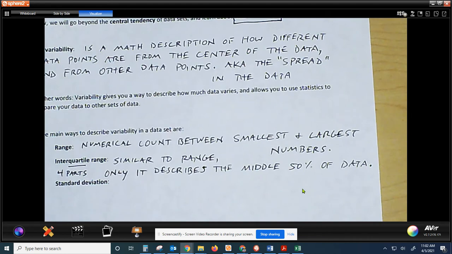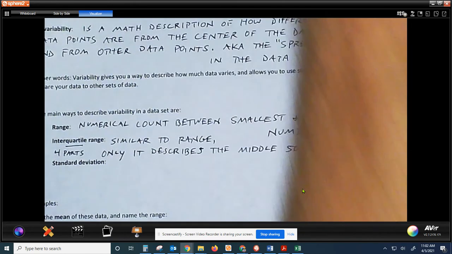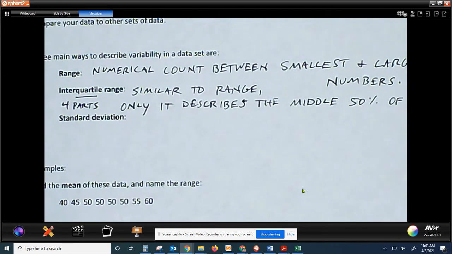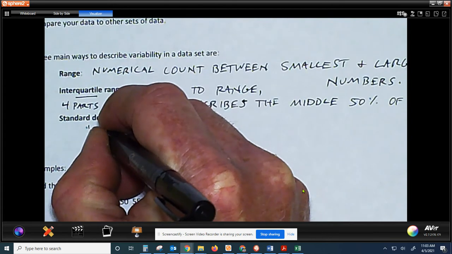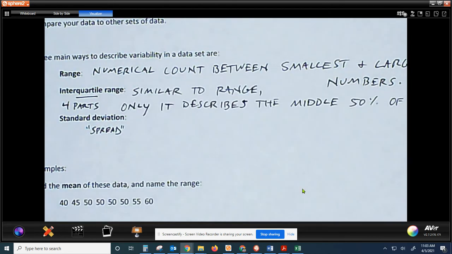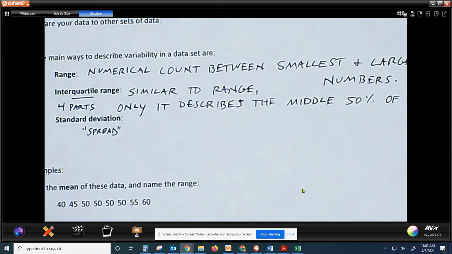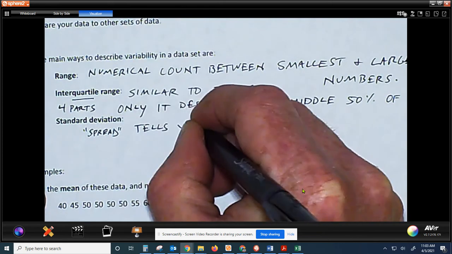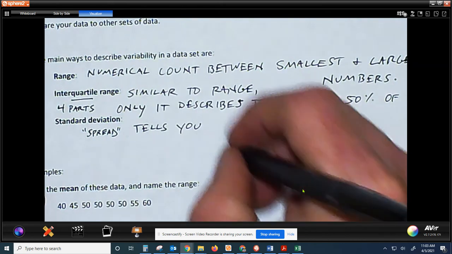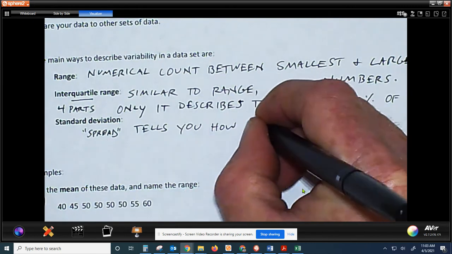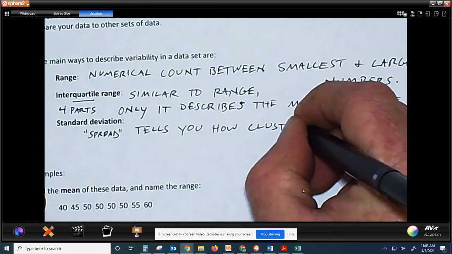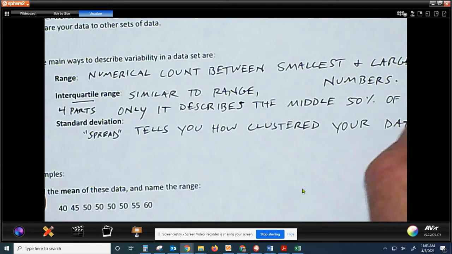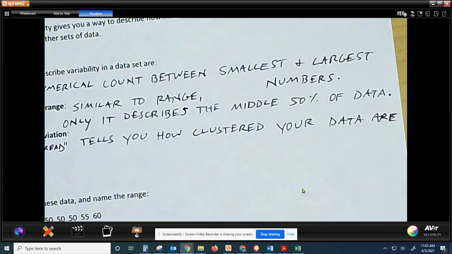And we're on the last one. Okay. This one says standard deviation. So deviation is another word for spread. Okay. The standard deviation tells you how clustered your data are. And we're going to have pictures of this too. How clustered your data are around the middle.